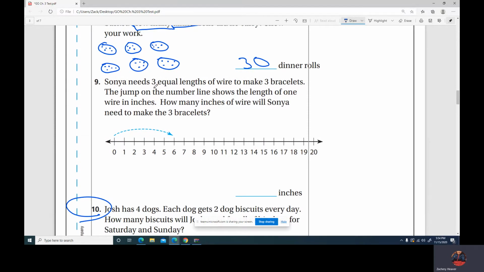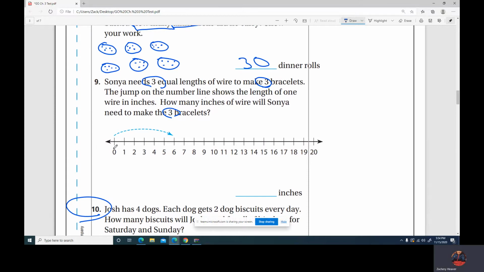Sonia needs 3 equal lengths of wire to make 3 bracelets. The jump on the number line shows the length of one wire in inches. How many inches will Sonia need to make 3 bracelets? So she has 1 jump. She needs 3 jumps, and they all have to be 0 to 6. So they all have to be 6. They have to be equal.